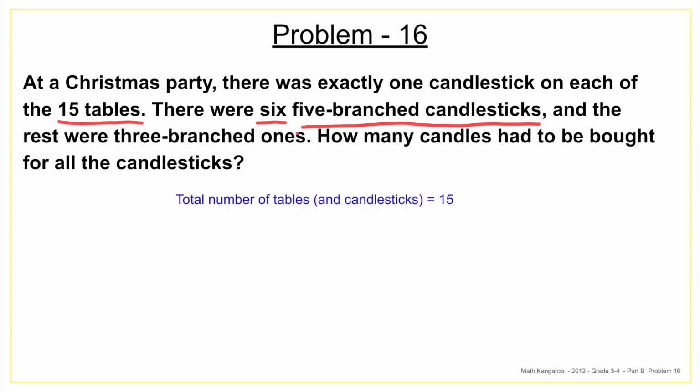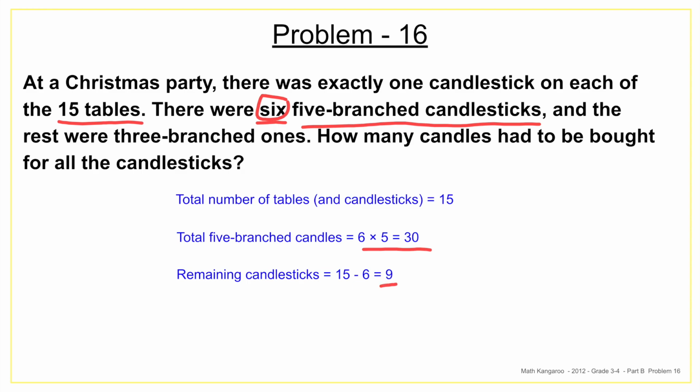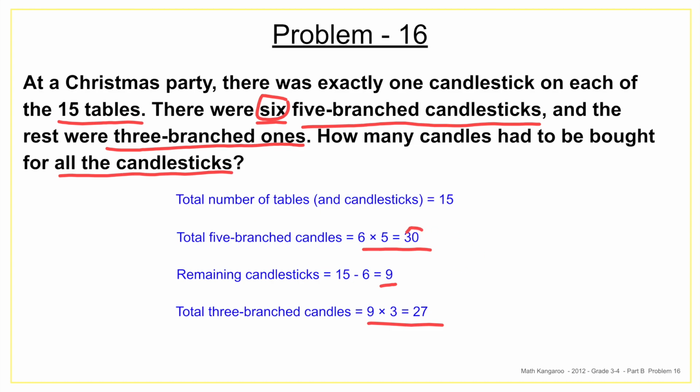So how many candles can we fit in? 6 times 5 gives us 30. Then the remaining candlesticks, that is 15 minus 6, gives us 9. So 9 are left. Now it says the rest were 3-branched ones. So 9 times 3 gives us 27. So how many candles had to be bought for all the candlesticks? That means we sum 30 plus 27, which gives us the total of 57. This is our option C.